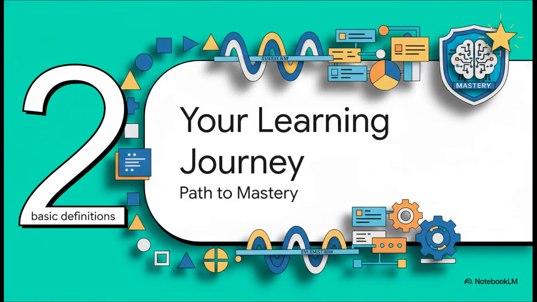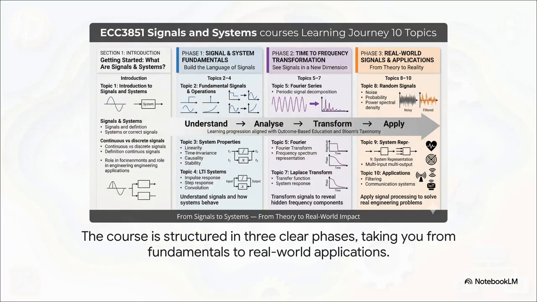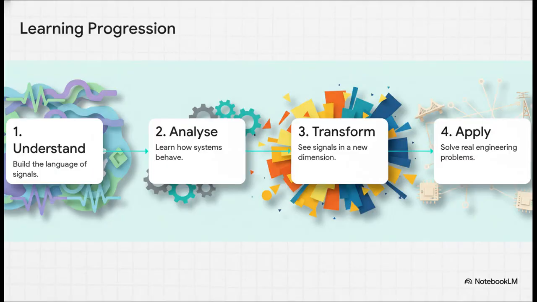Okay, so you get the basic definitions, but how do you go from knowing what they are to actually mastering this stuff? Well, let's map out what that journey looks like. This whole journey is laid out in 3 really clear phases. Phase 1 is all about getting the fundamentals down, learning the basic language of signals, and figuring out how systems work. Then, Phase 2 is where the magic really starts to happen: transformation. This is where you learn to see signals in a completely new way, in the frequency domain. And finally, in Phase 3, you take everything you've learned and apply it to solve real-world problems with messy, unpredictable data.